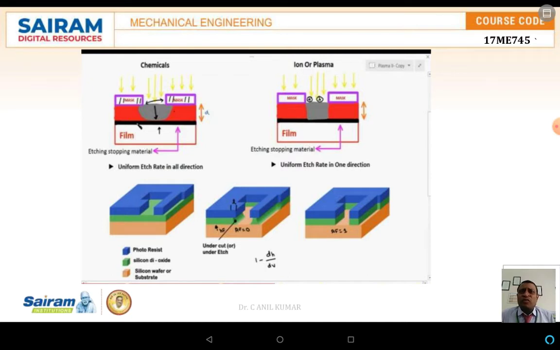See here, if you look into that, there are many different layers. The first one is a film over the film. Over that, an etch-stopping material is there, and then a top layer, the red-colored one, which has to be etched. That etching area is defined by means of a mask material. The first process is chemical etching. The second one is ion, or it may be plasma etching.